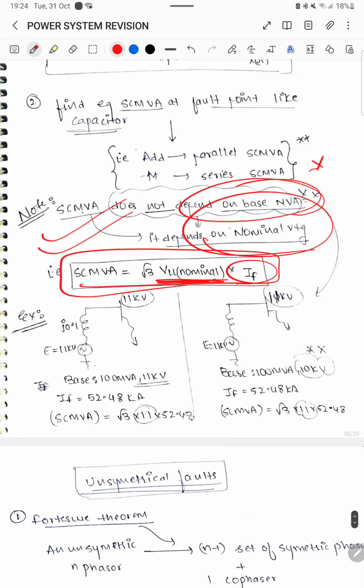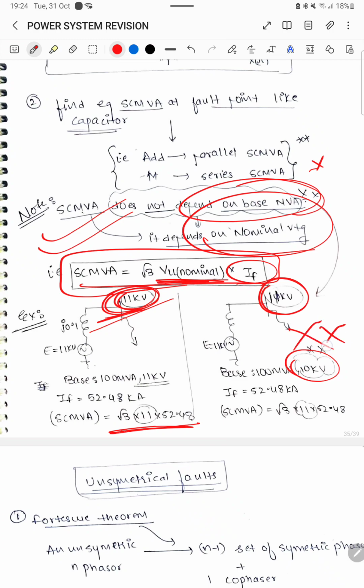One example to demonstrate that: here base voltage equals nominal voltage equals 11 kV. That's why in the formula of SCMVA we took 11. Here nominal voltage is 11, base voltage is 10. So you will not take 10, you will consider only the nominal voltage, that is 11 kV, for SCMVA calculation.